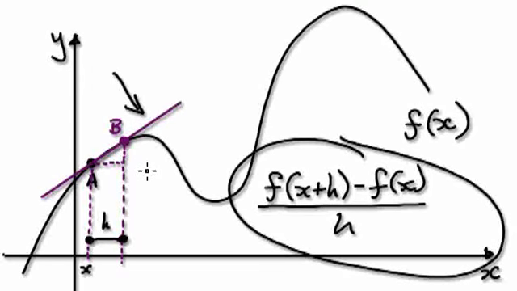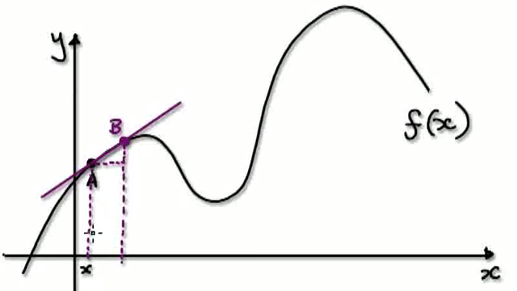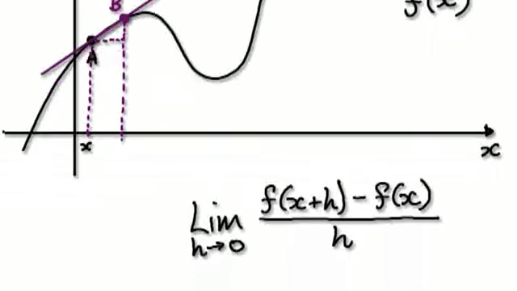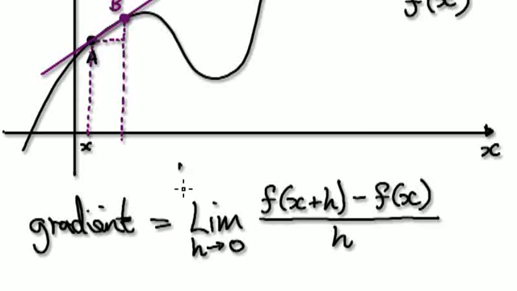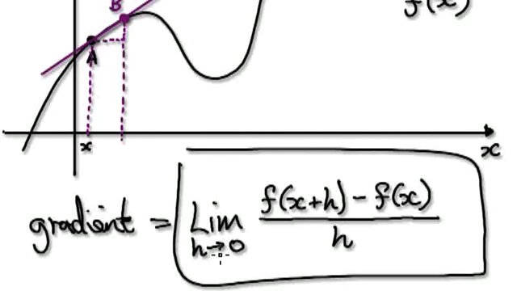Our aim is really to force h to head towards 0. So really, the gradient at A is us forcing this h to head towards 0. We can actually say the gradient at A equals this whole thing here, take the limit as h tends to 0.